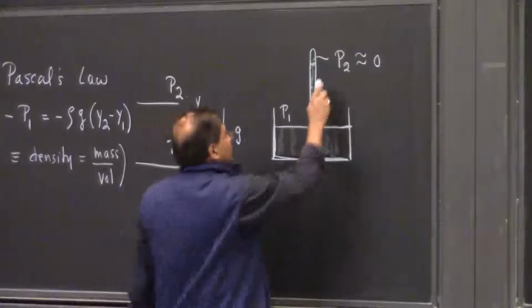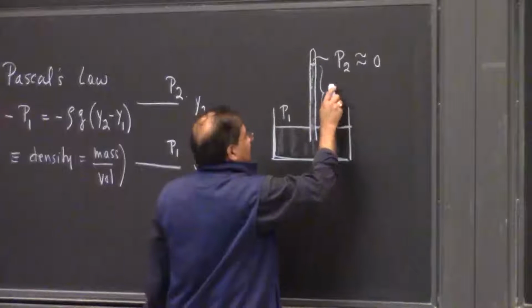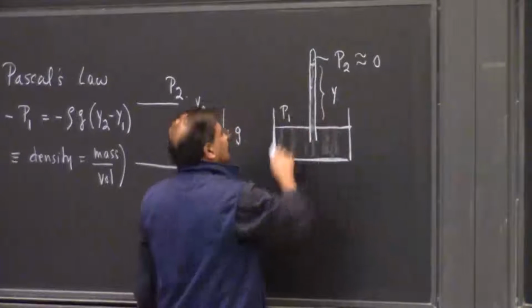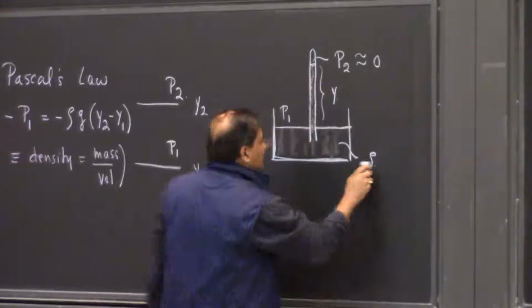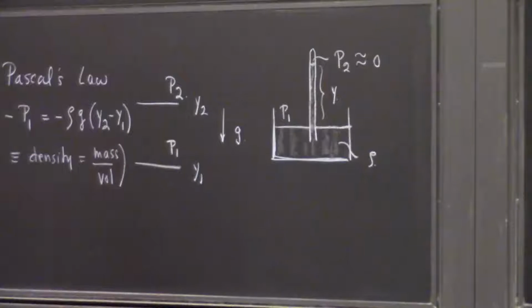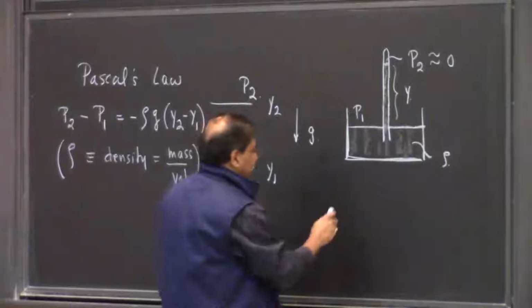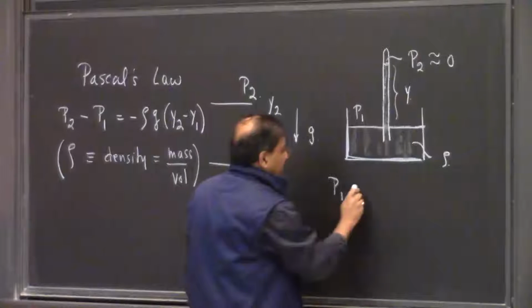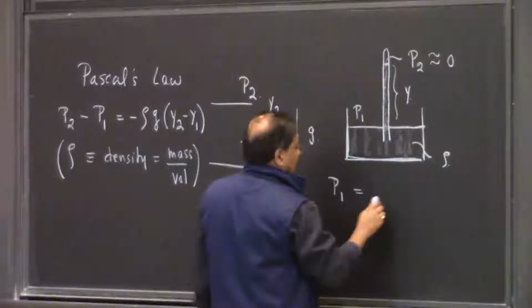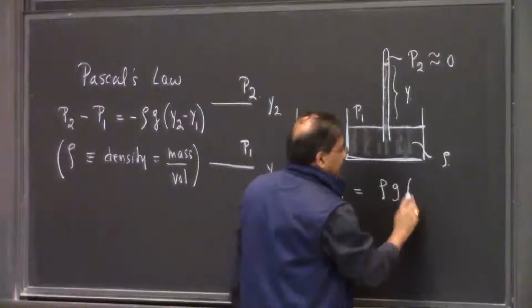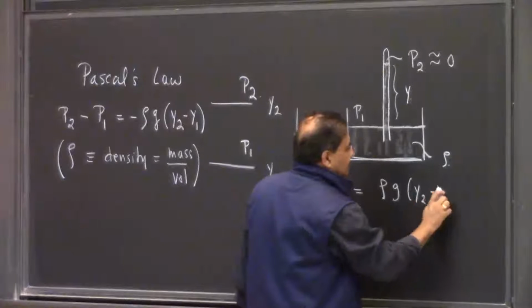So the pressure here is 0, and this is, let's say, some height y, and this liquid has a density rho. Now we can use Pascal's law to figure out whatever it is that you need to figure out. What, for example, is the atmospheric pressure? So P1 would then be rho g (y2 minus y1).